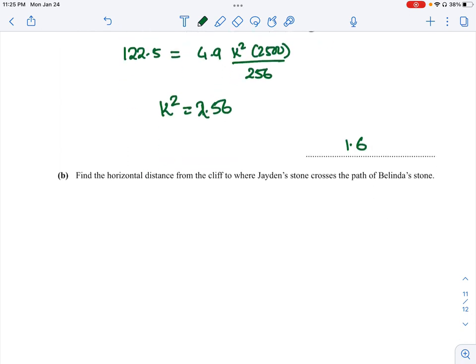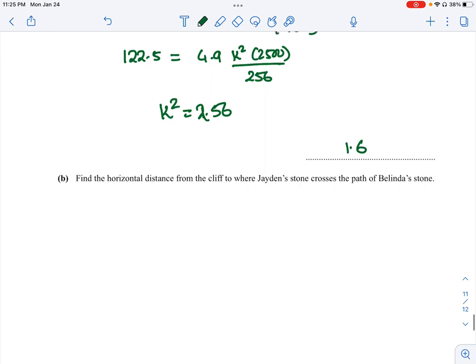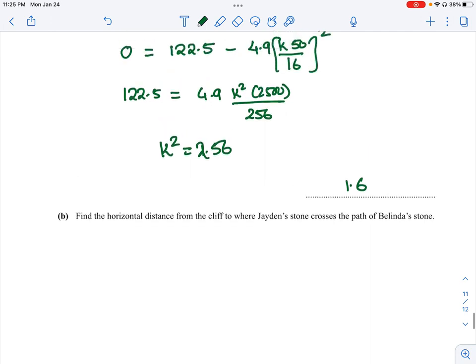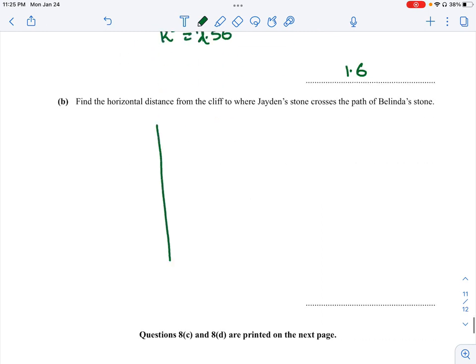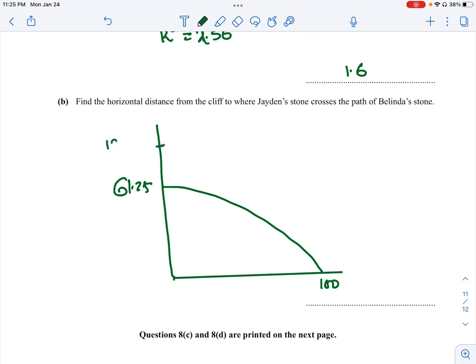Find the horizontal distance from the cliff where Jaden's stone crosses the path of Belinda. So what am I going to do? I am going to draw the graph. This was Belinda's graph, if we remember, 61.25, and it was hitting at 100. Now we are going to draw Jaden's graph. It starts from 122.5. When we check it out, where does it intersect?